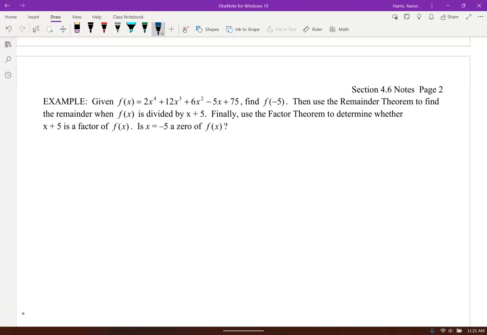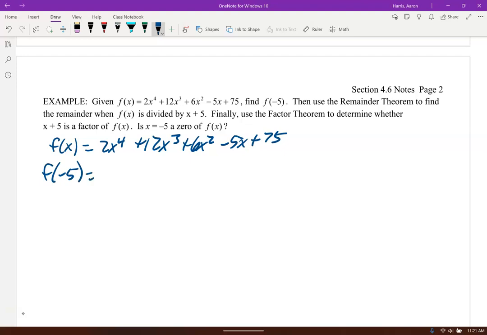So here says, here's given the function, find f of negative 5 first. So here's our function, 2x to the 4 plus 12x cubed, 6x. Find f of negative 5.